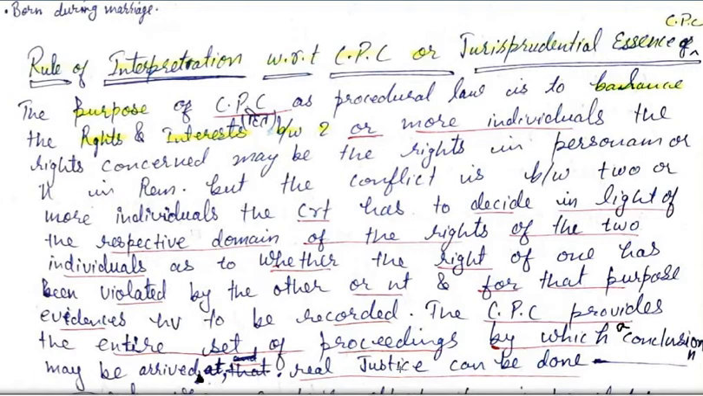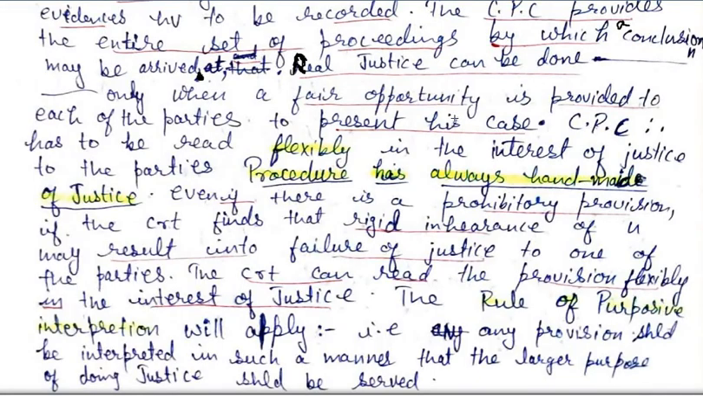Real justice can be done only when a fair opportunity is provided to each of the parties. तो वो audi alteram partem की बात कर रहा हूँ, reasonable and fair opportunity, audi alteram partem maxim है। Real justice can be done only when a fair opportunity is provided to each of the parties to present his case. The CPC therefore has to be read flexibly in the interest of justice to the parties.